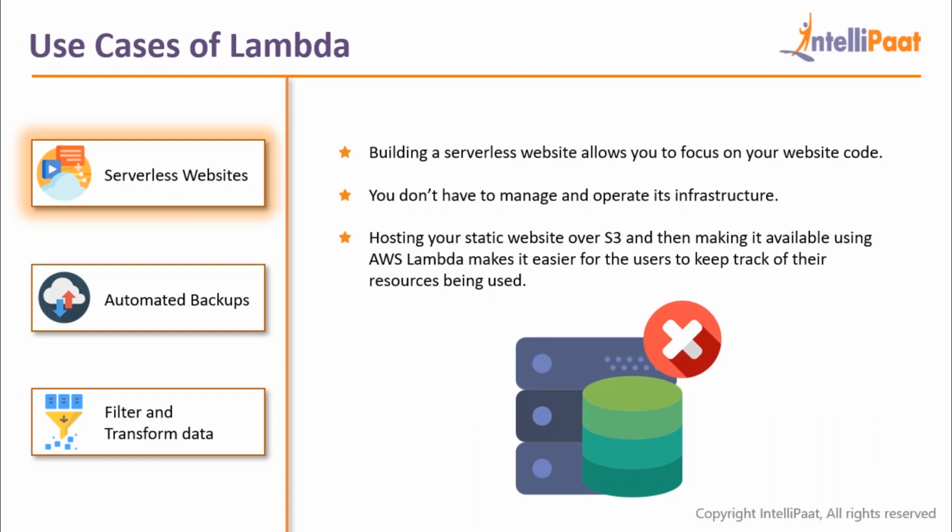And you can write Lambda functions and connect them with S3 to correlate it. You can make your static website dynamic using AWS Lambda by writing some code so that the users can keep track of any resources which are being used on the website.